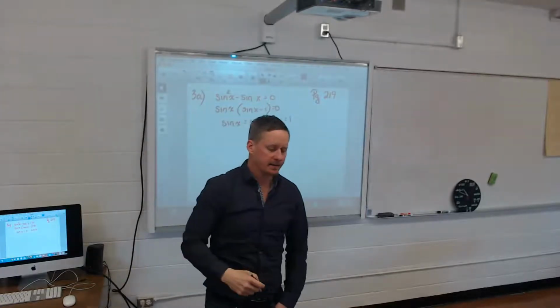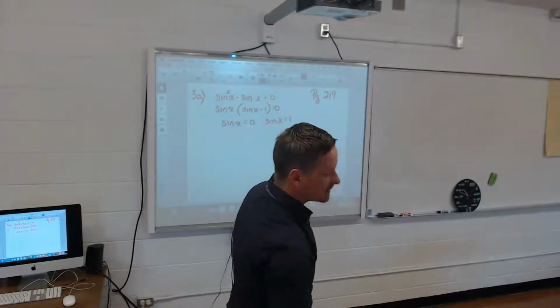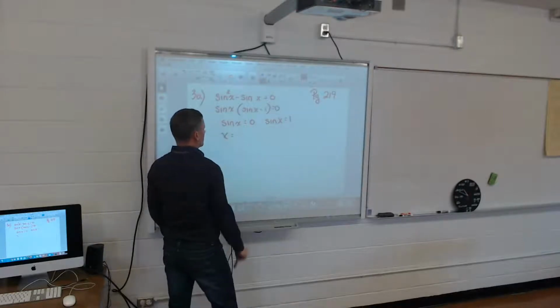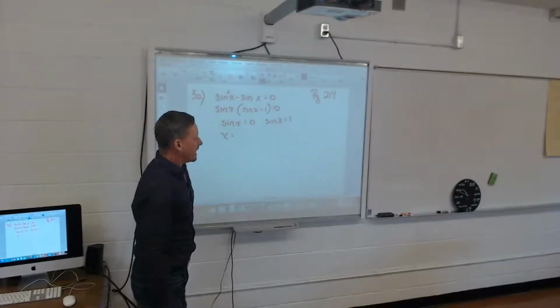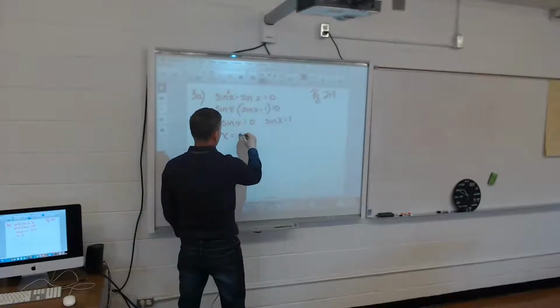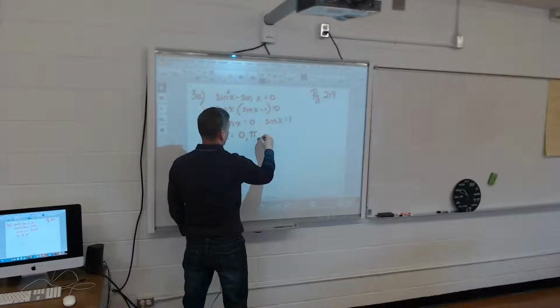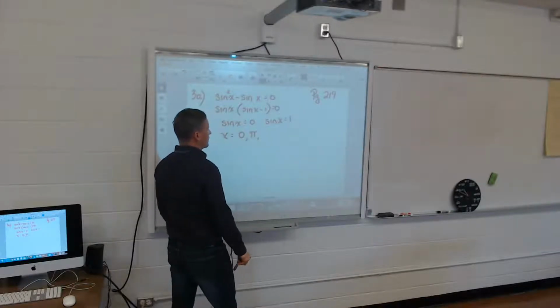Okay, so then I go back to using my unit circle. It wants it between 0 and 2 pi, so all I have to do is go around the circle 1 time. So where does sine x equal 0? At 0 and pi. And where does sine x equal 1?